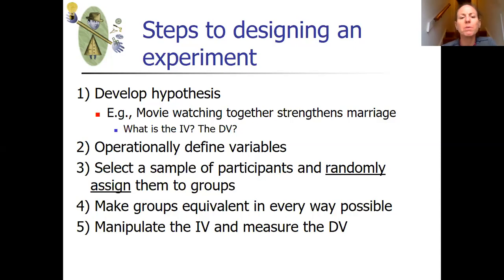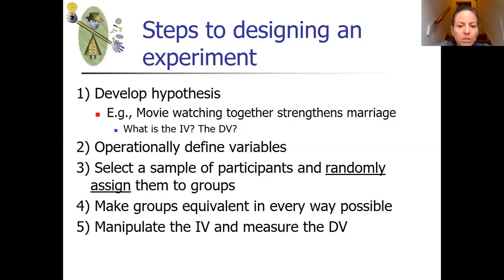So what is the independent variable and what is the dependent variable? Ask yourself, what causes what? The independent variable is the cause and the dependent variable is the outcome. So movie watching there is the cause, or the independent variable, and the marriage, or the quality of the marriage, is the dependent variable.